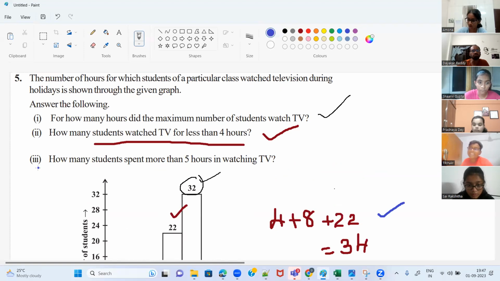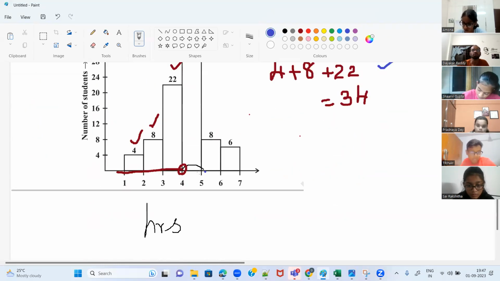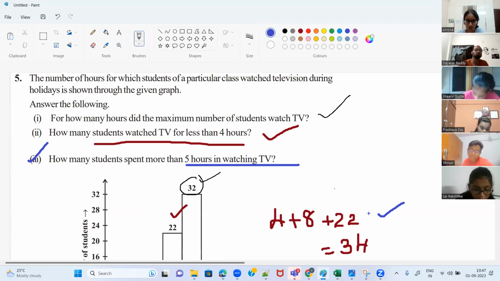What is the last question? Can you please copy the question? How many students spent more than 5 hours watching TV? So that means from 5 to 6, 6 to 7. This you have to take. 14 students. Note down the question.